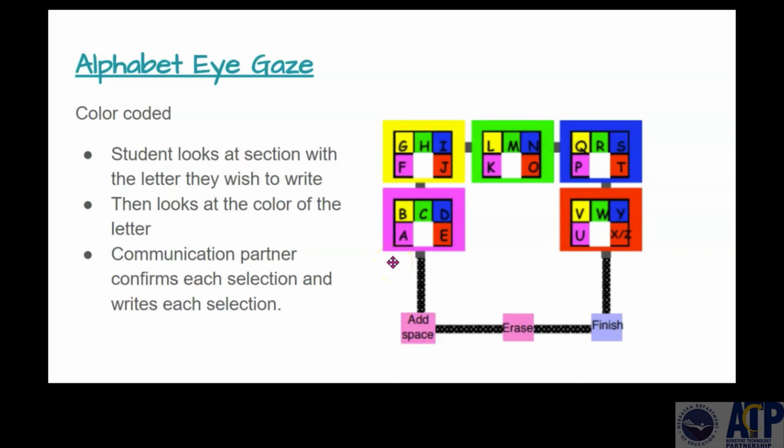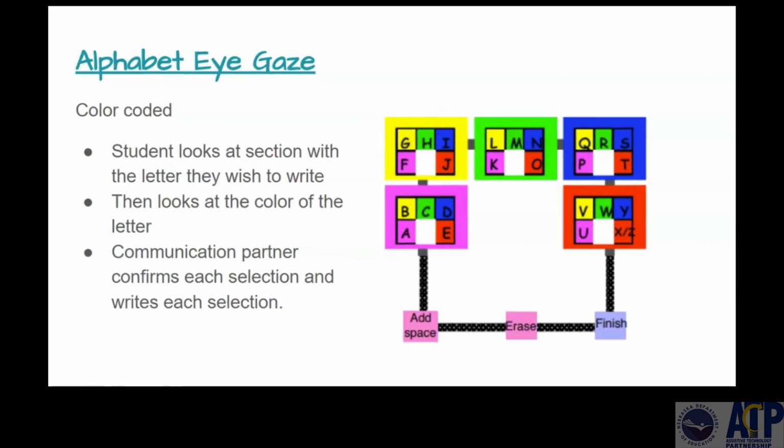that's where the B is, and then the student would look at the yellow section to indicate that the letter within that purple section that they want is the B. The communication partner would confirm and write the letter B. The student would then look at the green section, have that confirmed by the communication partner that that is where the letter is, and then look at the red section to indicate that they want the letter O. Again, confirmed by the partner and written down.